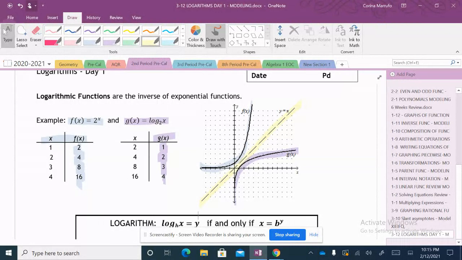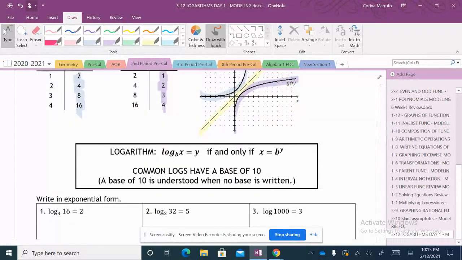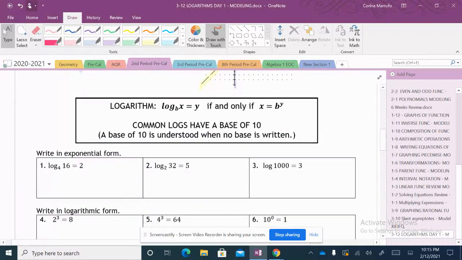So to go more into logarithms, we have log base b of x equals y if and only if x equals b to the y power. So b stands for our base. That's where our base would go. So I'm going to go ahead and write here, b stands for my base. And then y is our exponent. So here, when we write it in log form, that's where your exponent goes, or in this case, this is my y.